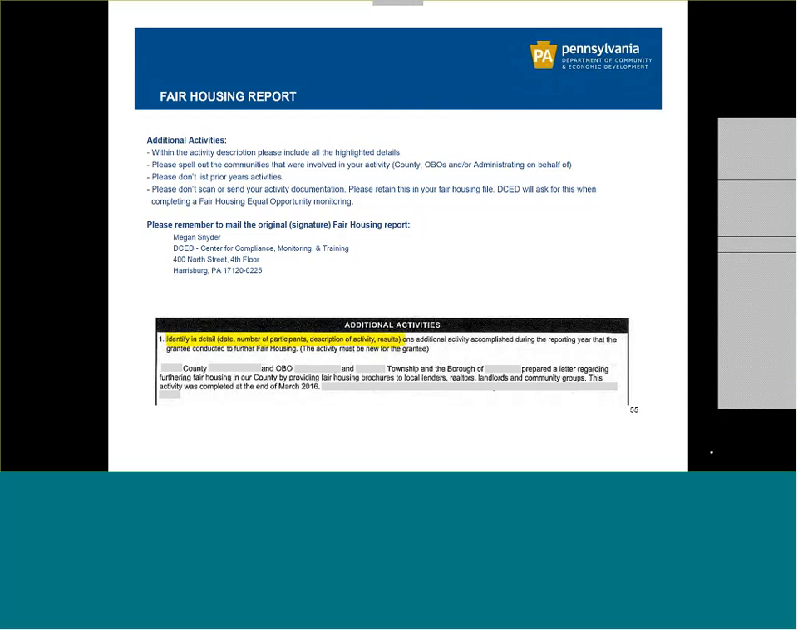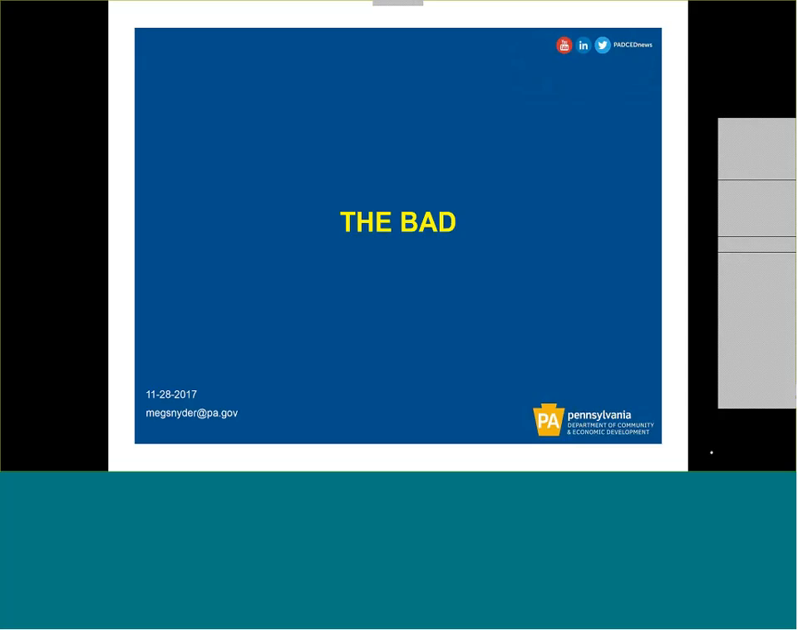Keep all that in your file, and when we do the monitoring, we will ask for them. And remember to mail the original Fair Housing Report. For those that asked about our address, right there it is. Megan put that in there for you.